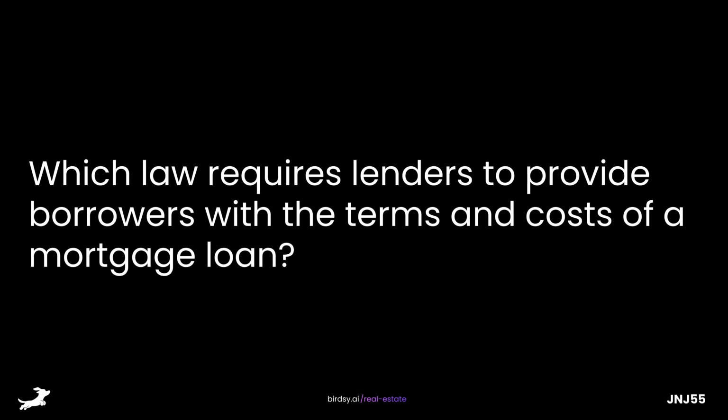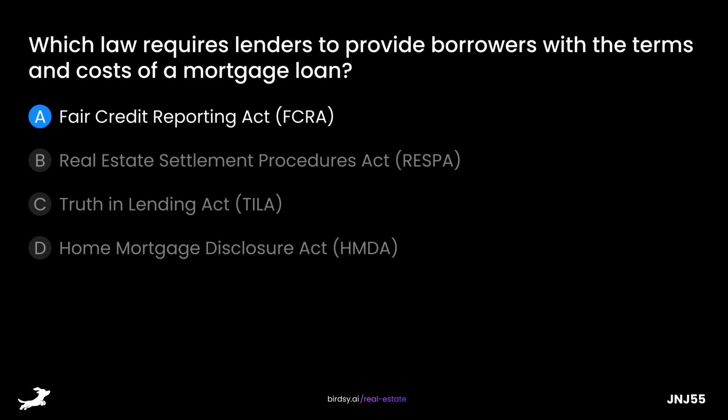Which law requires lenders to provide borrowers with the terms and costs of a mortgage loan? Is it A, Fair Credit Reporting Act, FCRA, B, Real Estate Settlement Procedures Act, RESPA, C, the Truth in Lending Act, or D, Home Mortgage Disclosure Act, HMDA? The answer is C, the Truth in Lending Act, TILA.